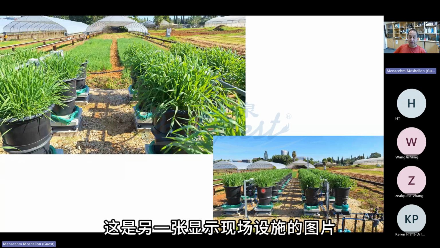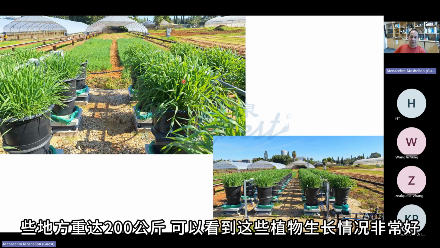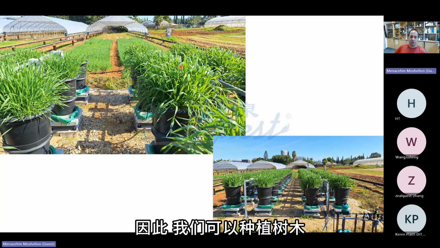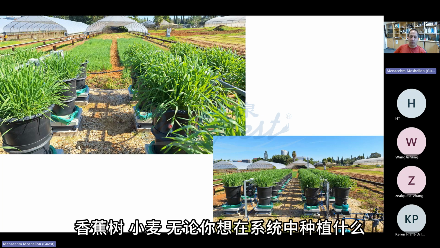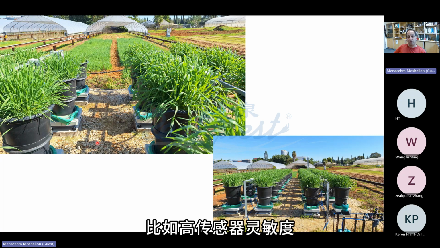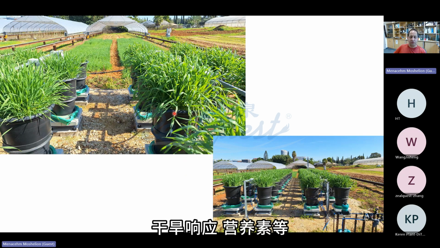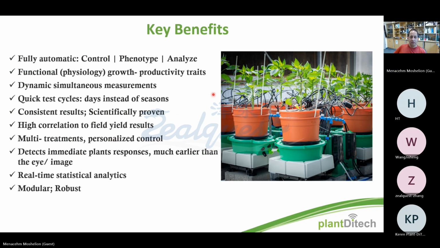These are another picture showing this field facility. In this system, you can really walk. These pots are 200 kilos. And you can see the plants are looking fantastic. So you can really grow trees, banana trees, wheat plants, whatever you want in the system, and get all the benefits I talked about before of high sensor sensitivity, very good signal to noise, very sophisticated irrigation, drought response, nutrient, etc.